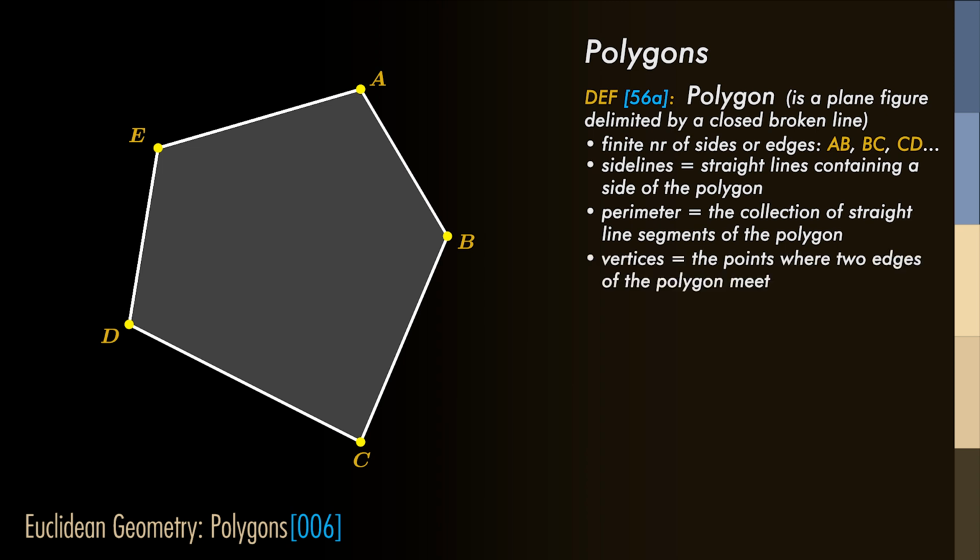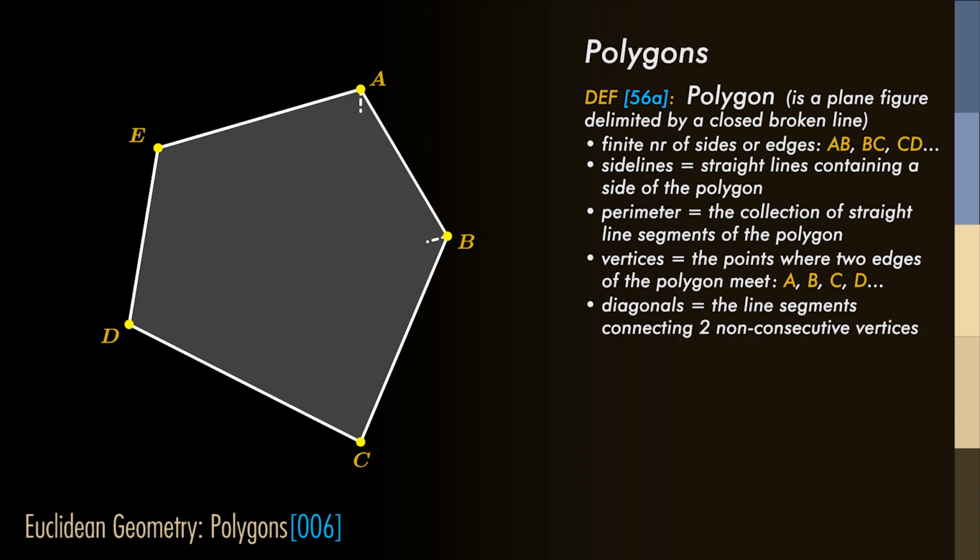The vertices of a polygon are the points where two edges meet. So points A, B, C, etc. The diagonals of a polygon are the line segments that can be drawn by connecting two non-consecutive vertices. So like BD, AC.